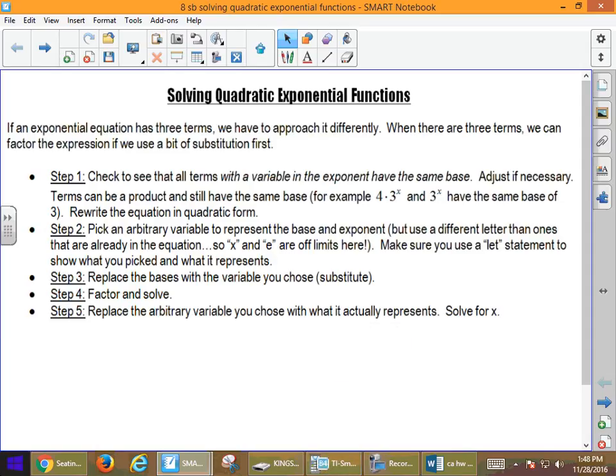So, working with exponential equations still, but we're going to look at exponential equations that have three terms. In other words, they are a trinomial. And when there's three terms, typically what we can do is factor, but we need to use a little bit of substitution before we get there. And I have a list of steps here to help us work through these problems.